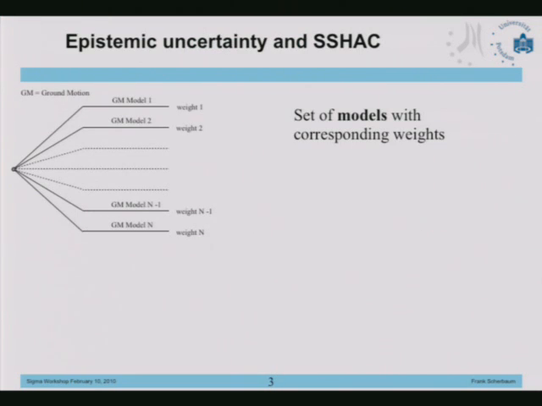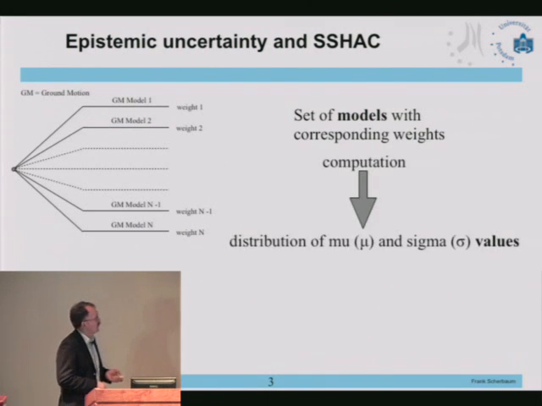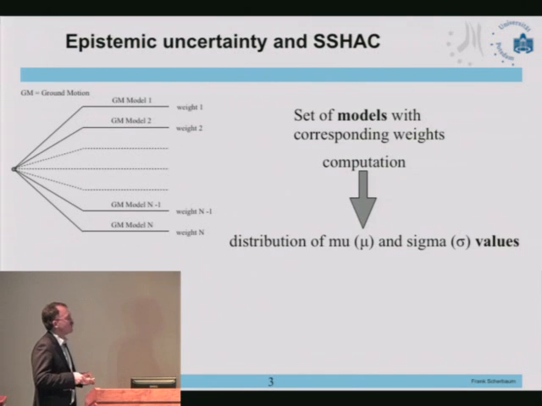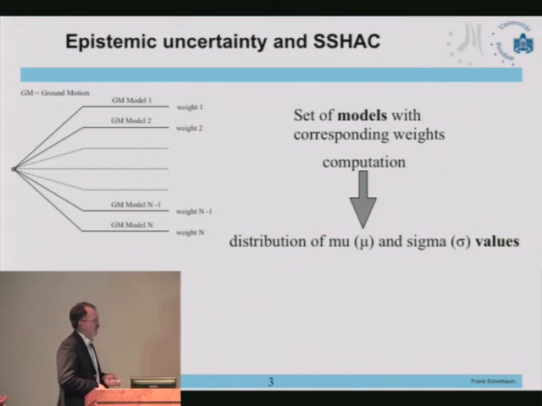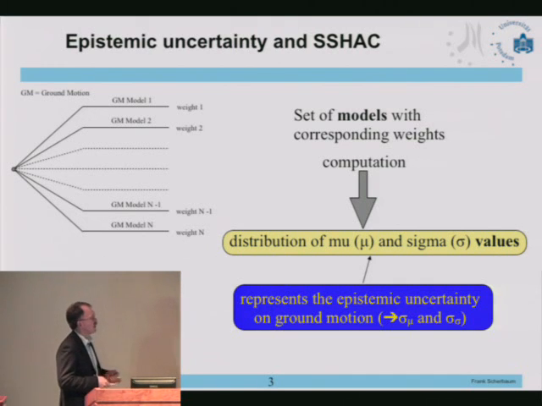Within the SHAC framework, the standard tool for capturing epistemic uncertainty is the logic tree, which is essentially a set of models with corresponding weights. And from this set of models with weights, we can compute the distribution of mu and sigma. And this then represents the epistemic uncertainty on ground motion in the logic tree framework, from which we can determine sigma mu and sigma sigma.